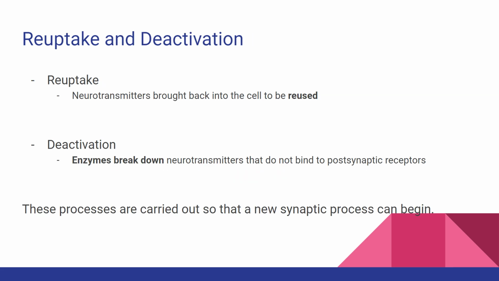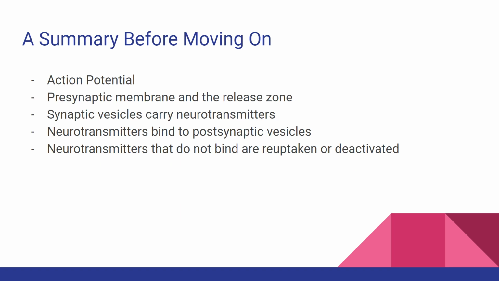If neurotransmitters are unable to bind to postsynaptic receptors, they are either taken back into the presynaptic membrane to be reused in a process called reuptake, or become deactivated within the synaptic cleft. During deactivation, enzymes break down the neurotransmitters so that they will not be able to bind to postsynaptic receptors, in order for the synaptic process to be terminated.